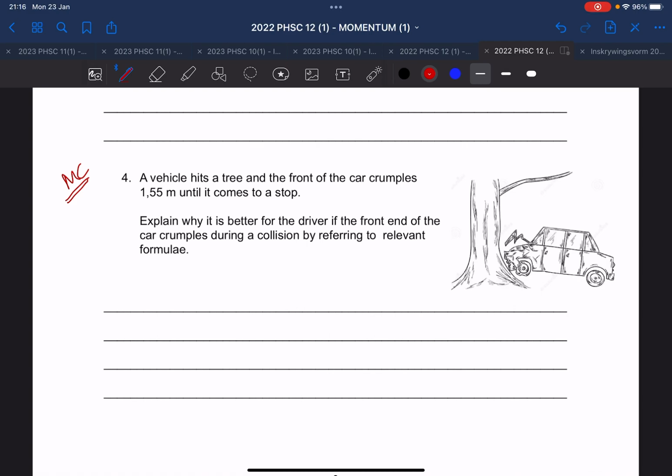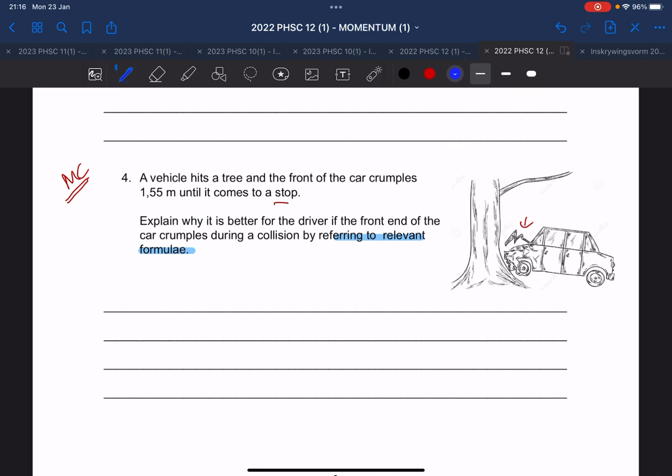get your marks. It asks, a vehicle hits a tree, in front of the car crumbles 1.5 meters until it comes to a stop. Okay, so you've seen that before in your life, right? Explain what is better for the driver if the front end of the car crumbles during the collision by referring to a relevant formula. Now, by referring to a relevant formula, or they'll say by referring to a law or a concept or whatever. So you have to write down the formula. You get a mark for that.